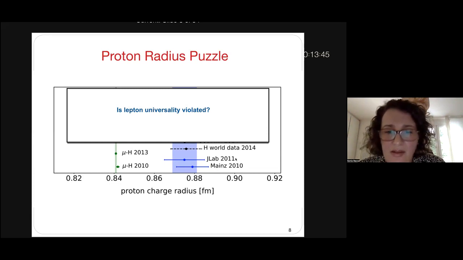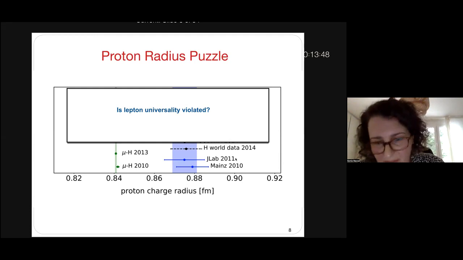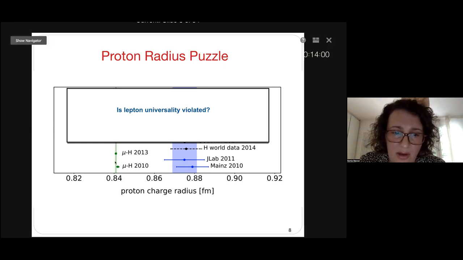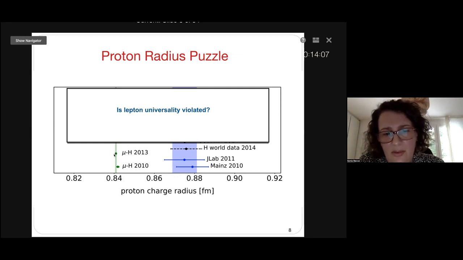puzzle. This is something that happened around 2010, when they first were able to extract the proton charge radius out of the muonic hydrogen measurement. And these are the points here, one measurement in 2010, another in 2013. You see that what they obtained was a value around 0.84 femtometer, which is bigger than what was previously expected from electron scattering experiments or normal hydrogen experiments.